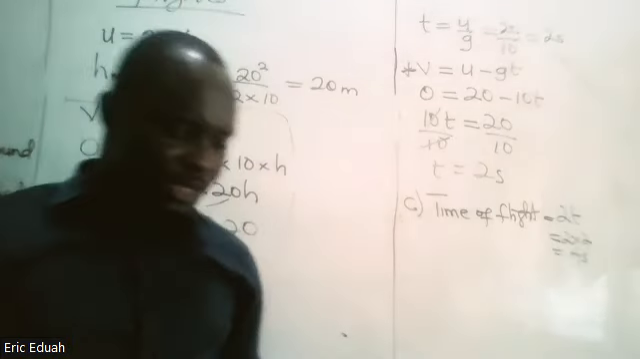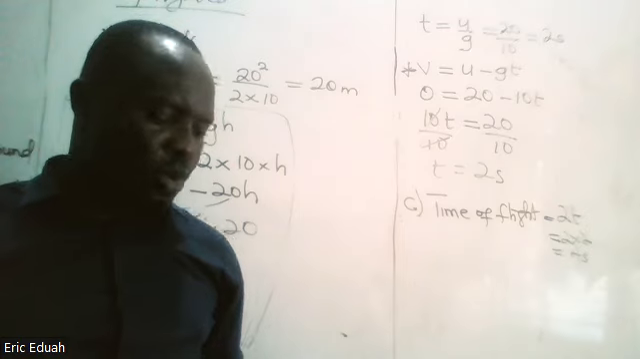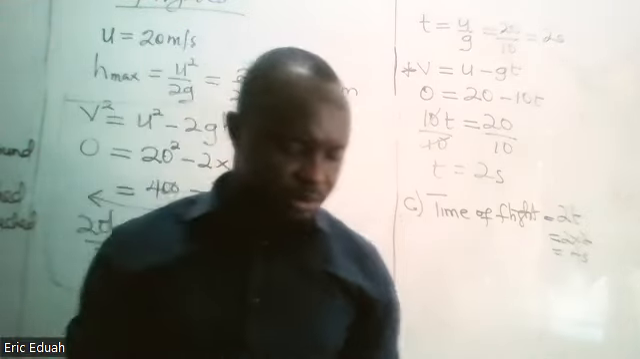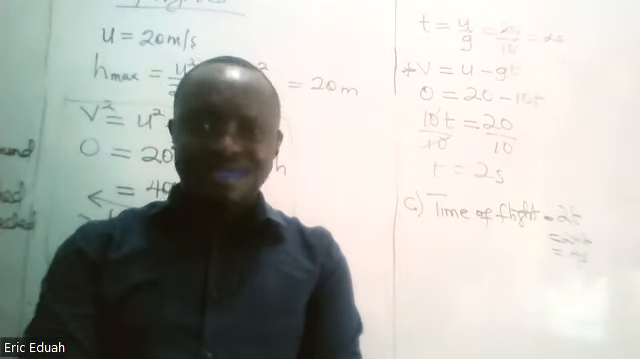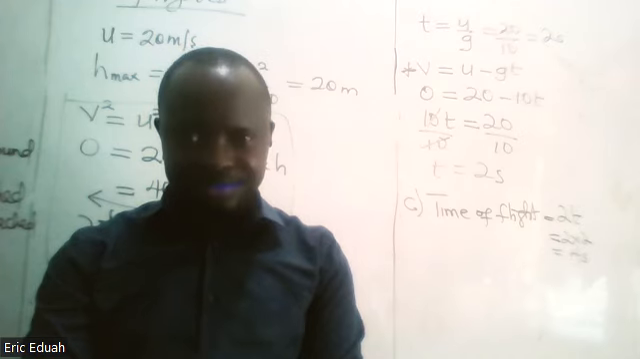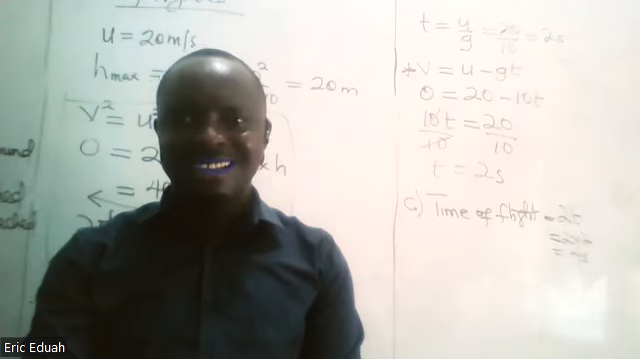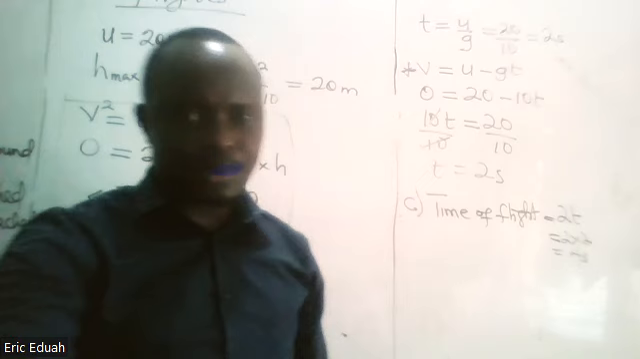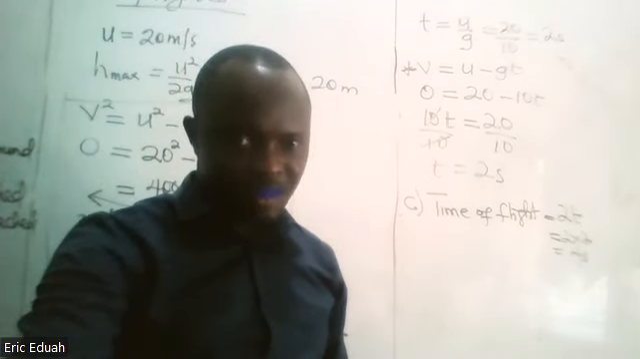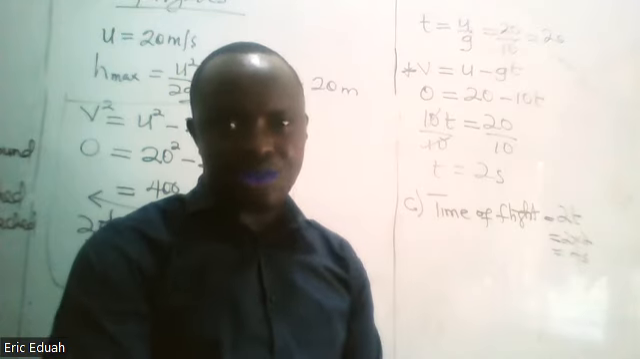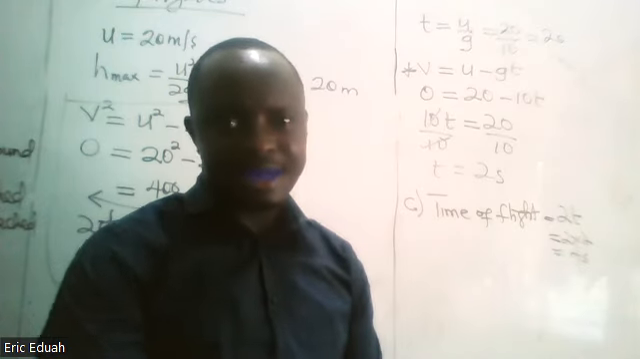All right, the last question. With what velocity will it return to the ground? Somebody to help me. 2 participants, okay. So I have Yaba, Akosia. Okay, Yaba.